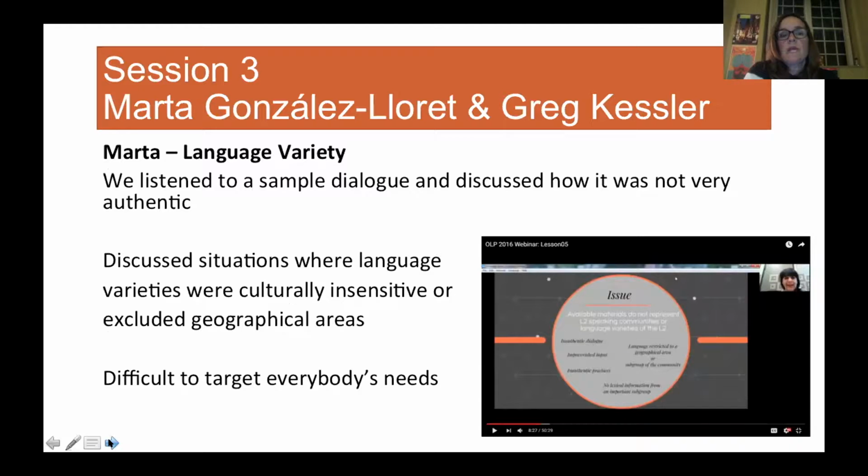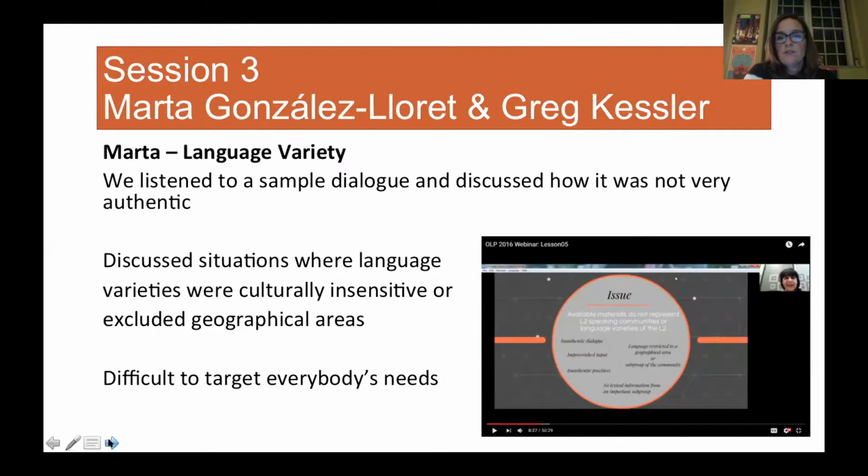So she began by giving us a sample dialogue, and then we discussed in what ways it was or was not authentic, and in many ways we didn't think that it was particularly authentic, so we thought about ways that we could find more authentic dialogue. We discussed situations where language varieties were culturally insensitive or perhaps excluded geographical issues.